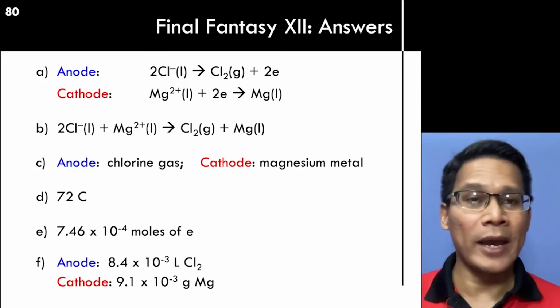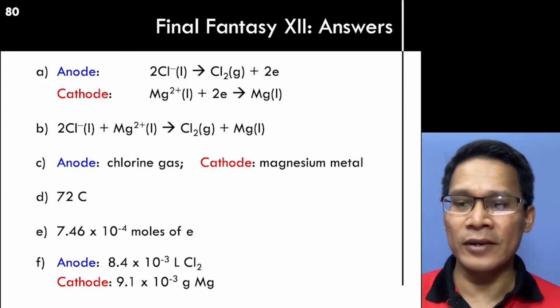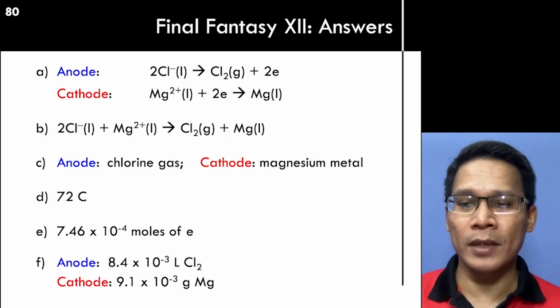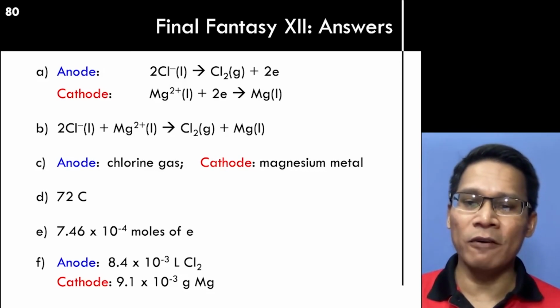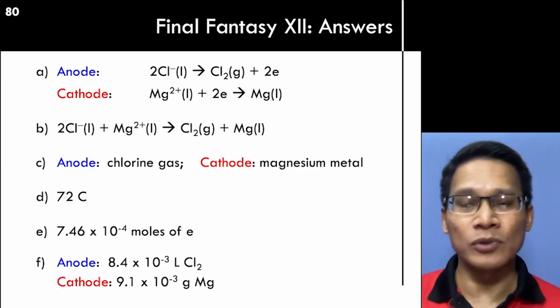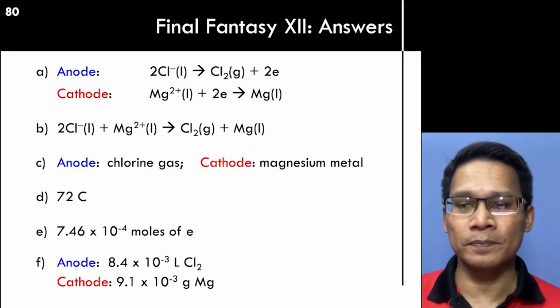And finally, for F, use the mole ratios of product to Ne as seen in the half reactions at the cathode and anode to calculate the amounts of product formed. Since the STP information is given in the question, gaseous product amount must be expressed as its volume.